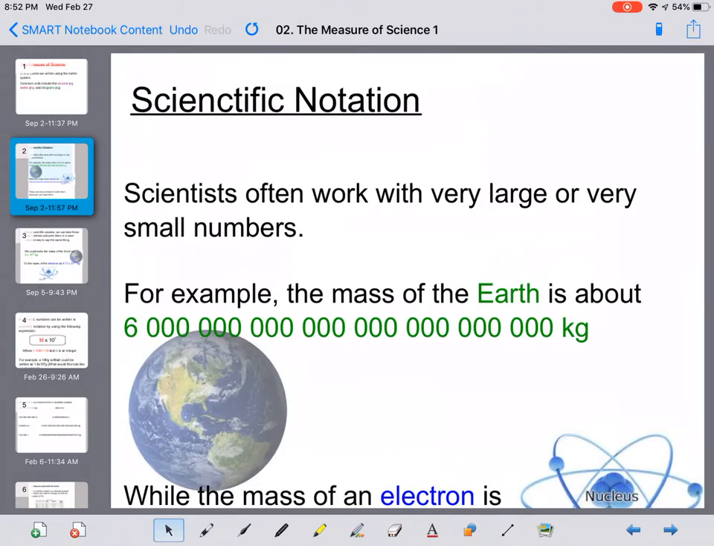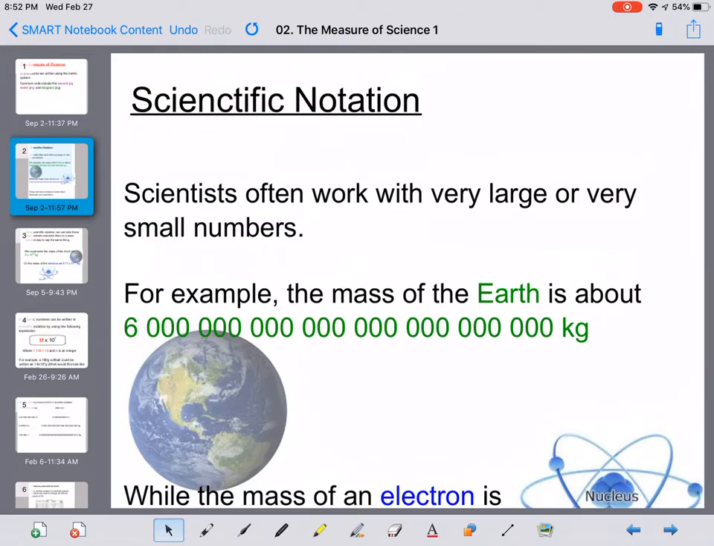So to start off with, we have to understand that when scientists take measurements, oftentimes, especially when we're dealing with things like space or atoms, we deal with things that are really, really big or really, really small. So for example, I just got a number here in kilograms, roughly the mass of the Earth. If you count out the zeros, you can see we've got 3, 6, 9, 12, 15, 18, 21, and 24 zeros. So the Earth is really, really heavy, obviously.